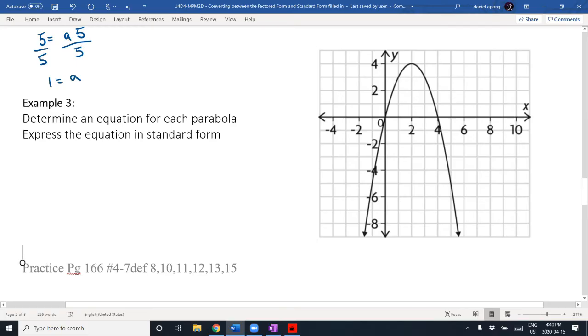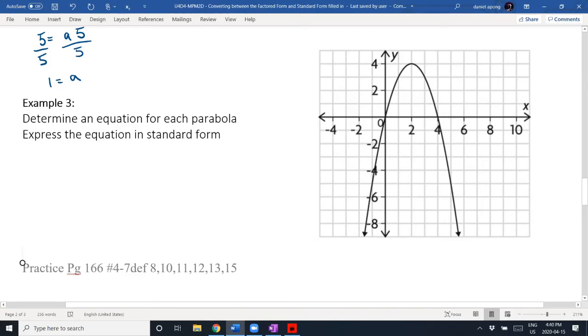So we have example 3 over here. Why don't you try this one on your own? You can pause the video here, and you can resume the video afterwards to see if you get the correct answer. So you could pause the video now.